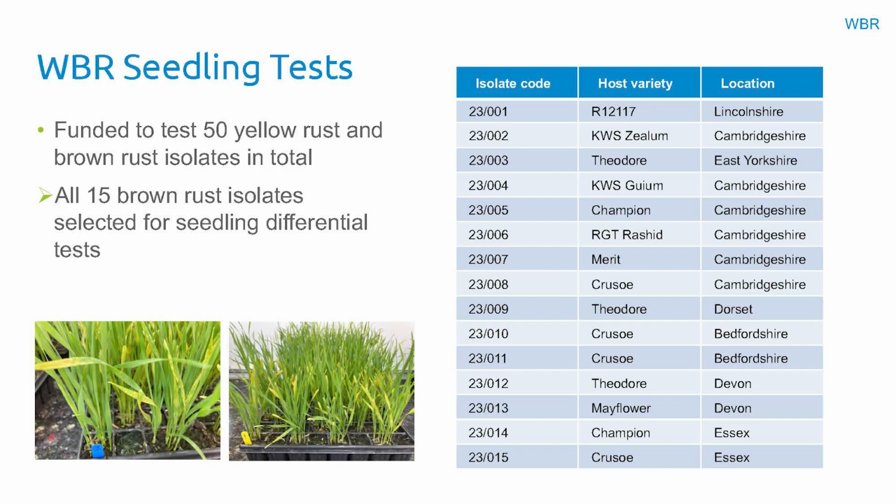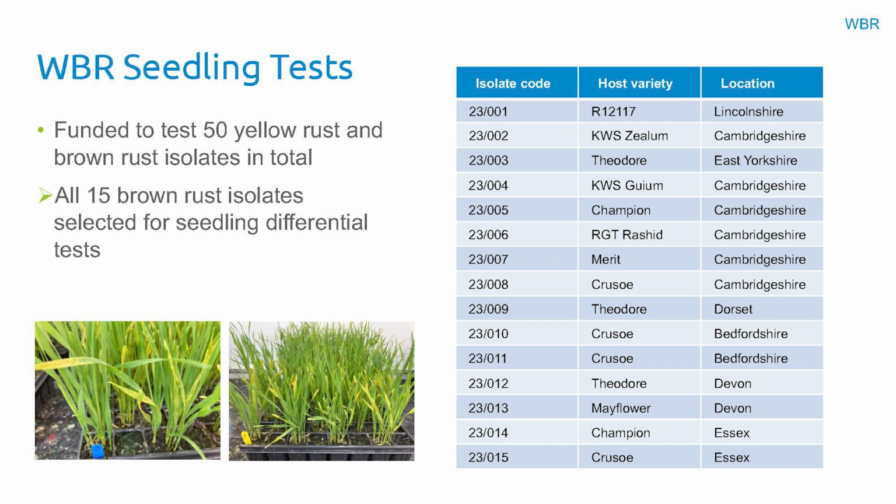So my brown rust seedling test, like I said, we're funded to test 50 yellow rust isolates and brown rust isolates in total. I actually tested all 15 brown rust isolates, and that means I tested an extra one of yellow rust that we didn't need to, because I could have got away with 35, but I get a bit carried away and end up testing an extra one.